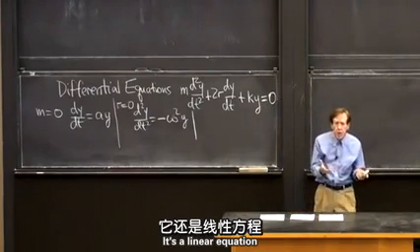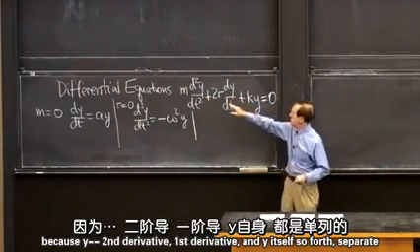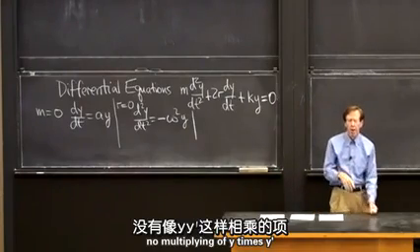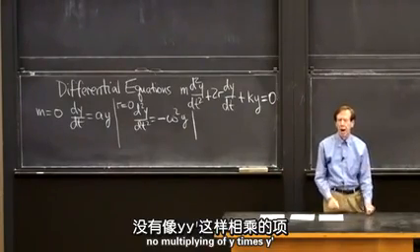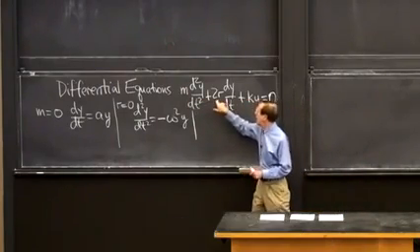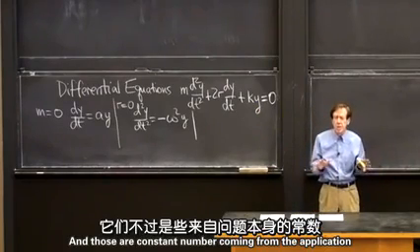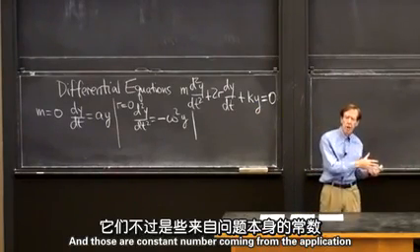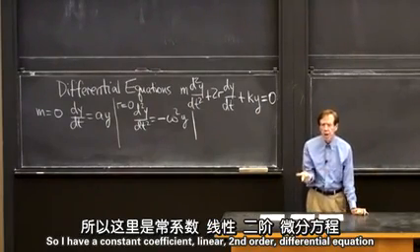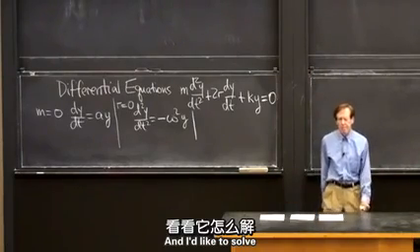It's a linear equation because y, the second derivative, first derivative, and y itself are separate, with no multiplying of y times y prime. In fact, the only multiplications are by these numbers, m, r, and k, and those are constant numbers coming from the application. So I have a constant coefficient, linear, second order differential equation. And I'd like to solve it.